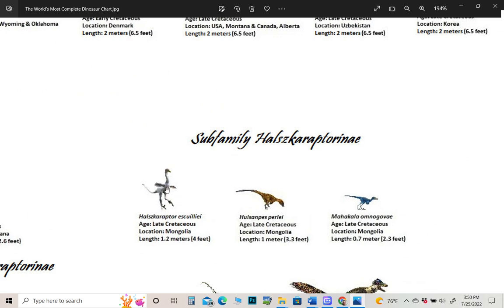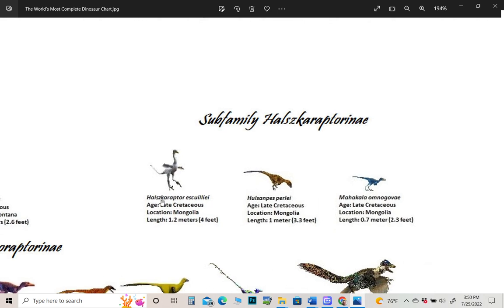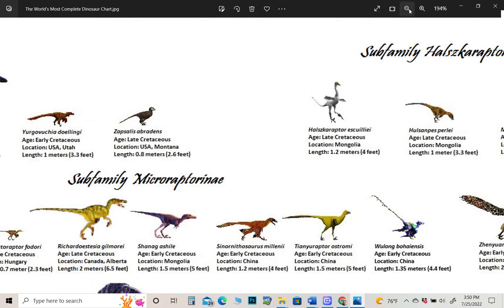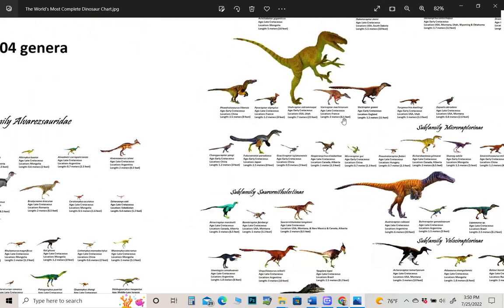This one is very much like a duck. It's kind of funny. It's a raptor evolved like a duck. Convergent evolution with a duck. Hulscaraptor, Hulsanpes, and Mahakala. Just have 3 in that subfamily. We have the Microraptors up next.